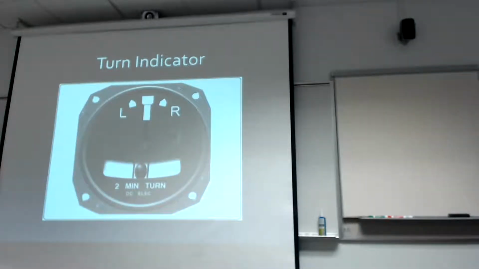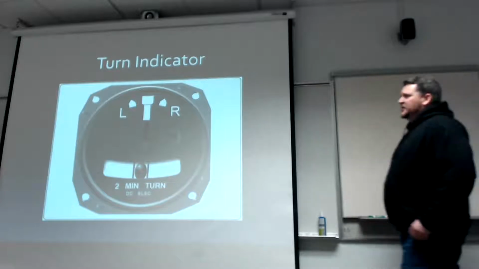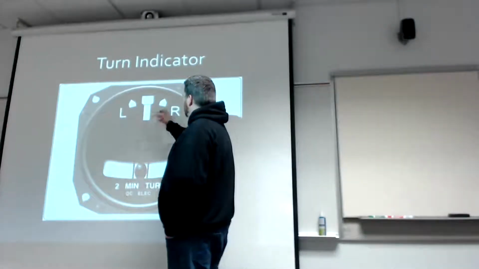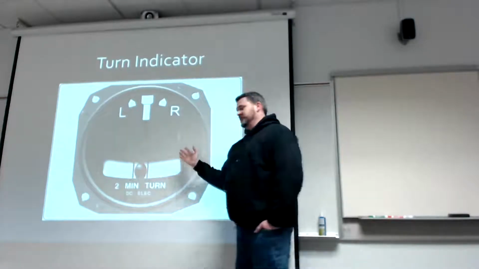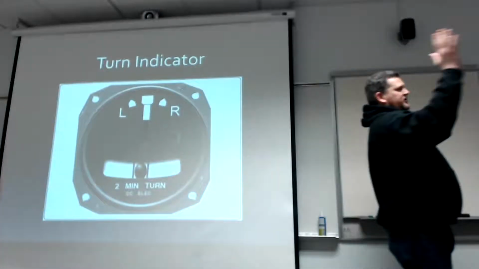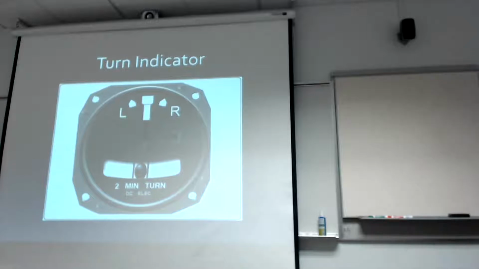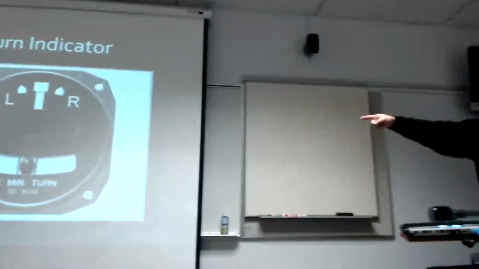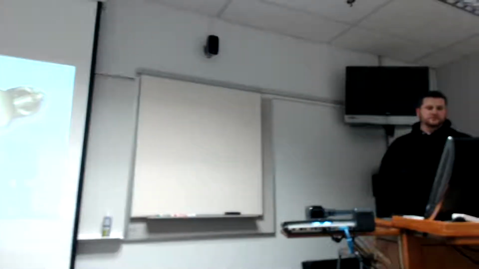This is the turn indicator. All it's doing is telling you the rate at which you're turning. So it doesn't show wings or anything like that. It's just, hey, you were turning this way, now you're turning this way. It's kind of the old school style. There's your inclinometer, and this is the way it's set up.